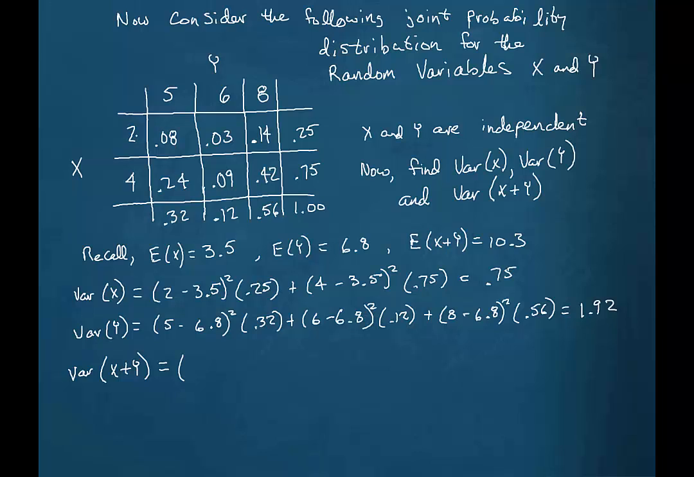And that will be then the sum, 2 plus 5, minus the mean, 10.3, squared, times the probability for that entry, 0.08. Then move to the next pair. 2 plus 6 minus the mean, 10.3, squared times that probability, 0.03.